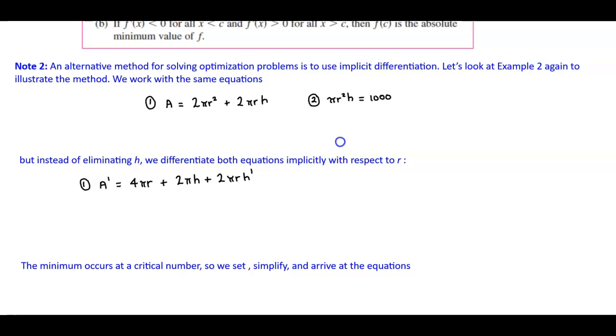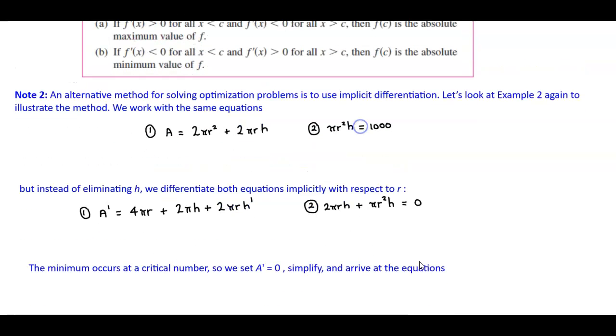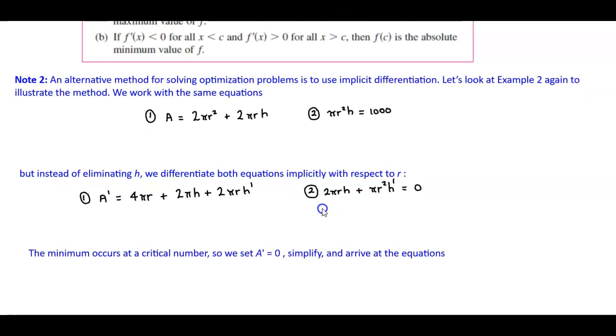And then let's take a look at the second equation. If we wanted to take the derivative of that one, well, if we take the derivative with respect to r, then we're going to get 2 pi r h. And then when we take the derivative with respect to h, this is going to give us pi r squared h prime, and the derivative of 1,000 is equal to 0. And that should be h prime there, since we just solved that implicitly.